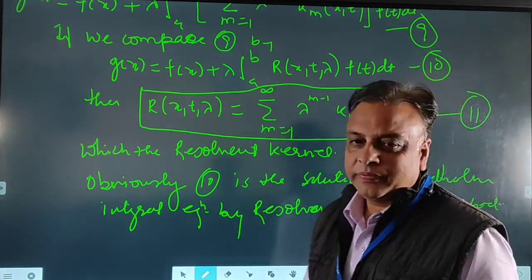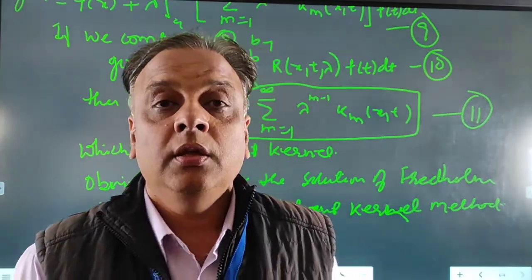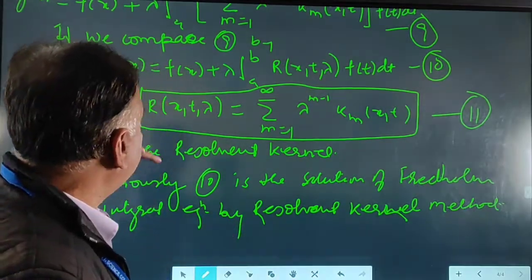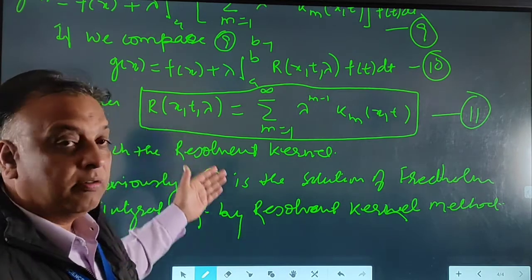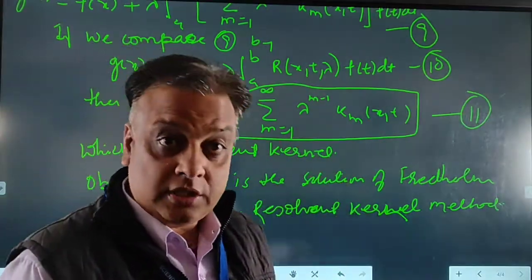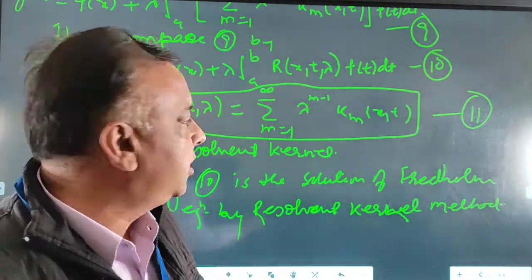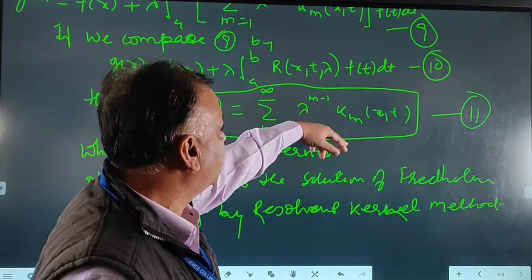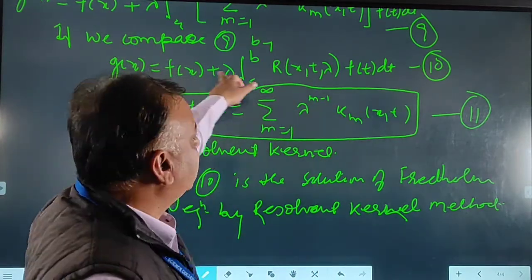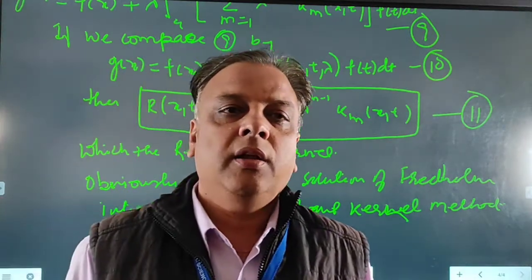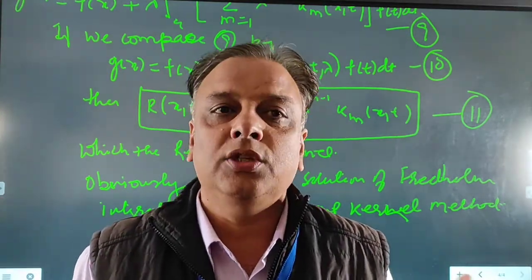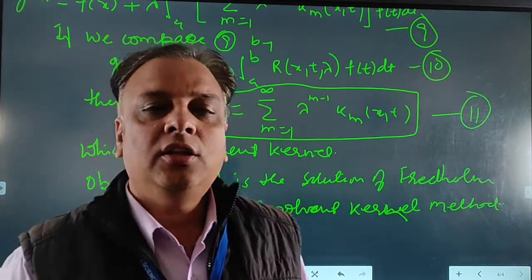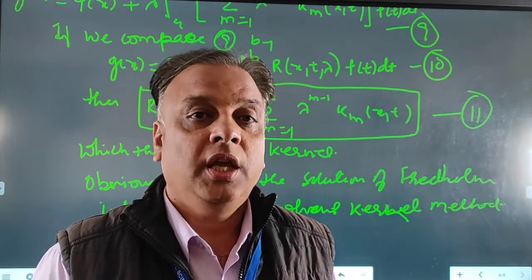So in this manner we can find the solution of the general Fredholm integral equation of second kind by two methods. First by the Neumann series and the second by the resolvent kernel method. The second method is the important method in which we first find the resolvent kernel by equation number 11 and then we get the solution of the integral equation by equation number 10. Thank you very much.